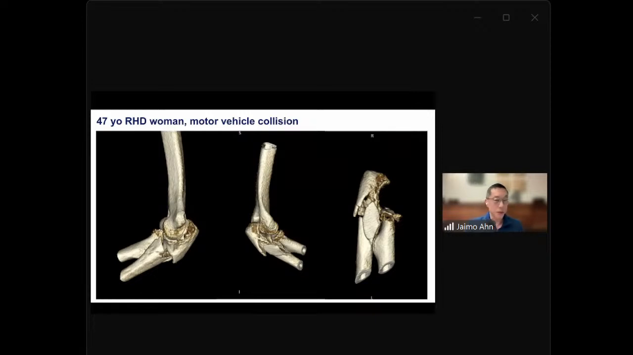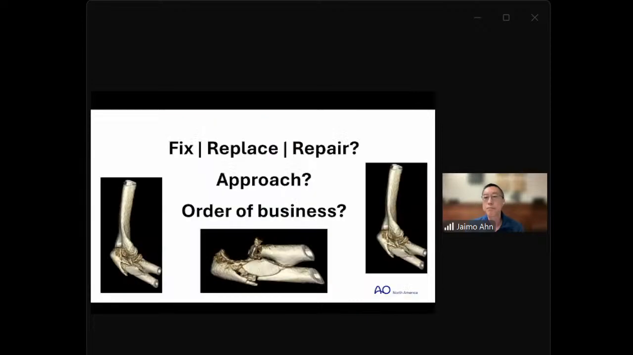Just like we saw comminution very distally in the ulna and the radius with Nikki's cases. Do you think this comminution proximally will be a problem? How will you address it? And anticipated approaches and fixation. Okay. Fix, replace, repair approach, order of business.